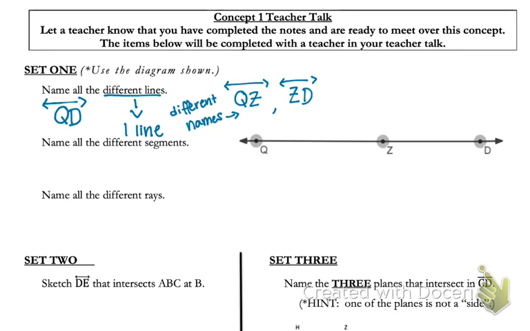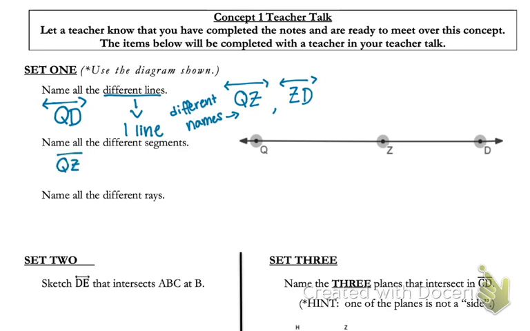Other names could be the reverse as well, line DZ, line ZQ, and line DQ. You only need one of the names because there's one line, but you could have the 6 different possible names. The second part says to name all the different segments. One possible segment is segment QZ.